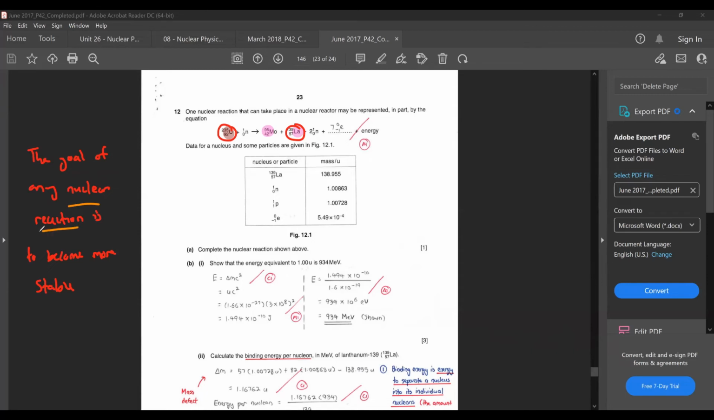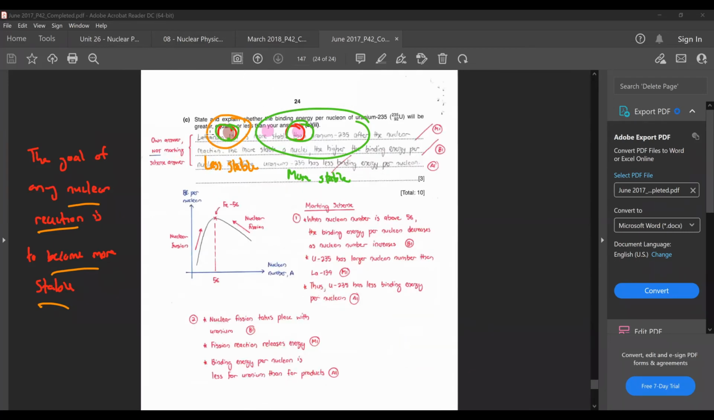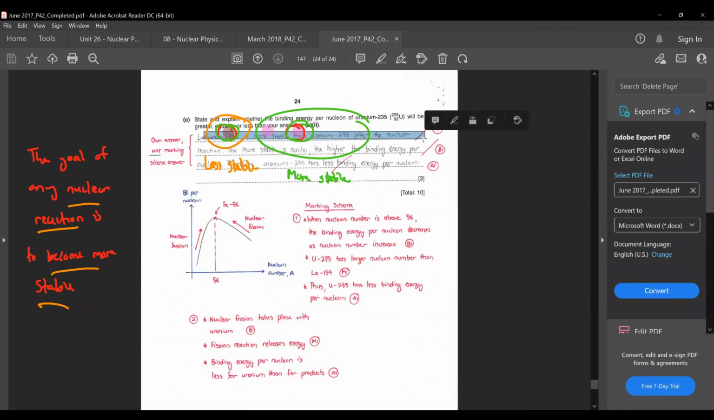Any nuclear reaction that occurs is always to become more stable. So if I'm talking about before the reaction, which is here, this is actually less stable. But after the reaction, it's supposed to become more stable. So if I want to compare between uranium and lanthanum, then obviously lanthanum will be more stable than uranium. That's why the answer was this just now. I said that lanthanum is more stable than uranium-235 after the nuclear reaction.